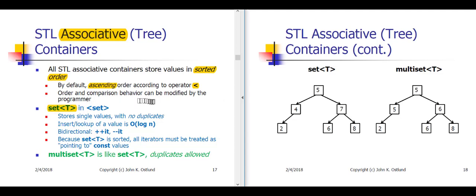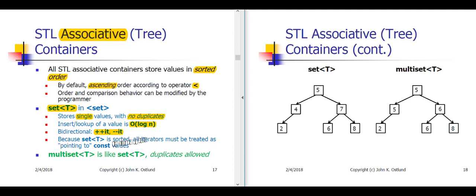In a set, we're able to store single values, and duplicates are not allowed. So this is the same as a mathematical set. You can store as many items as you would like in the set, but no duplicates will be allowed. As I said, doing a lookup or an insert is guaranteed to be order log n. Iterators are bidirectional. We can traverse through a set either forward or backward using ++ and --.